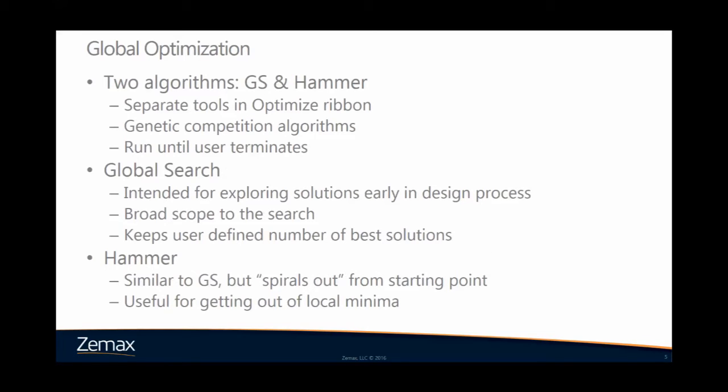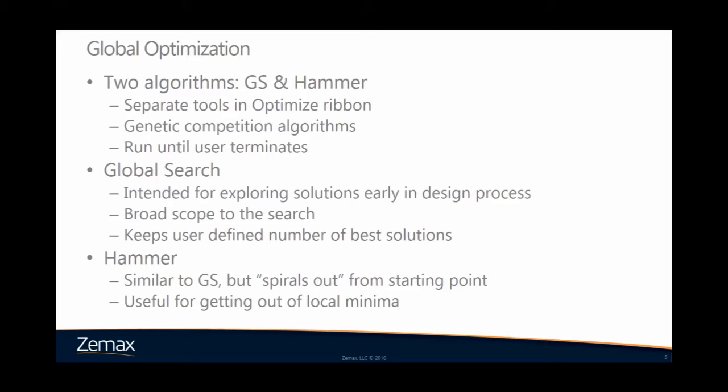Let's talk about global optimization. There are two global algorithms in OpticStudio. One is called Global Search and the other is called Hammer. These are two separate tools that we'll look at shortly in the Optimize ribbon. And these algorithms use what's called genetic competition, where they look at several different designs and those designs compete against one another and they retain the best or several best designs that have been found so far.